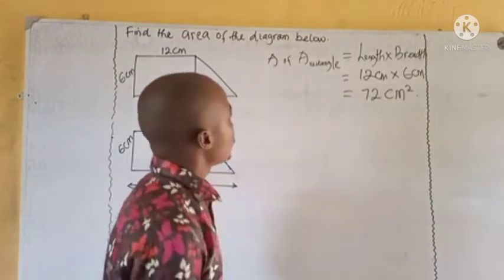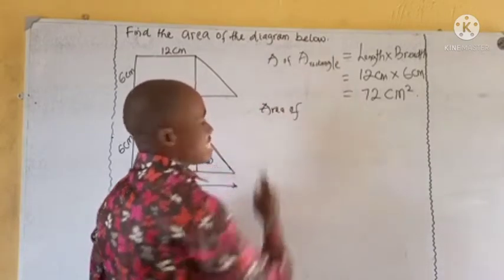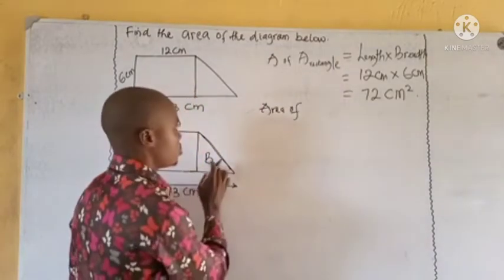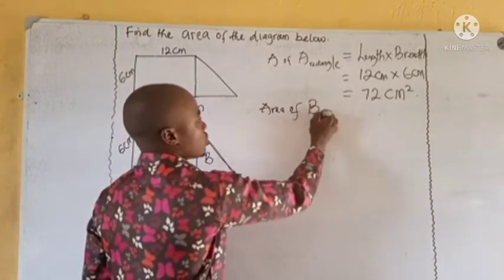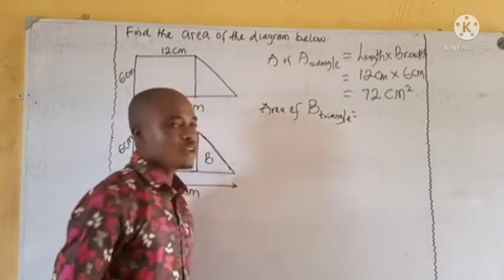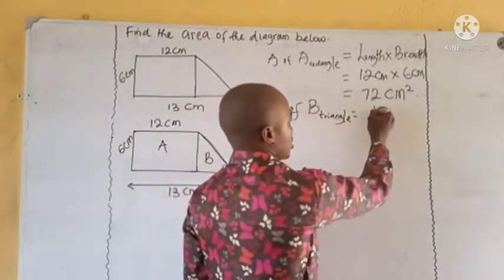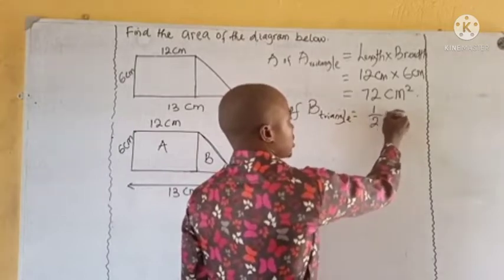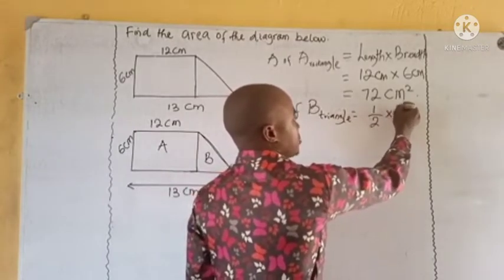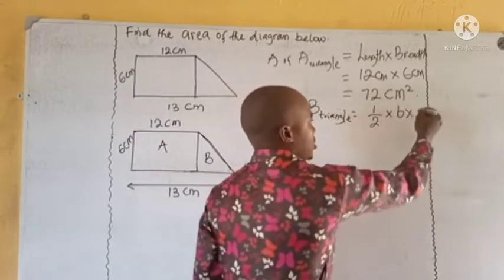Okay? So now we look for the area of the second shape, which is B. But B is a triangle. And do not forget the formula for the area of a triangle is 1/2 times base, that is B, times height.